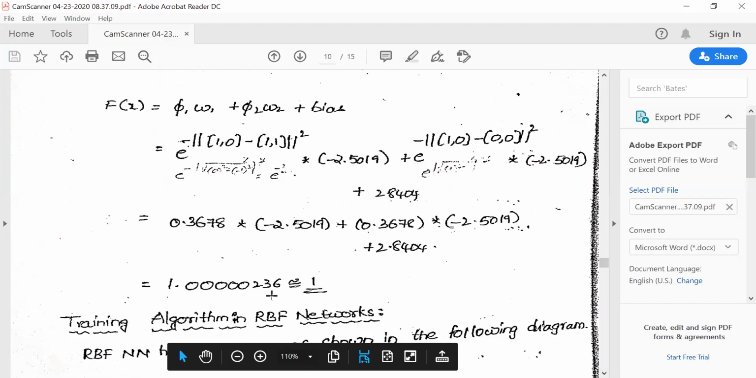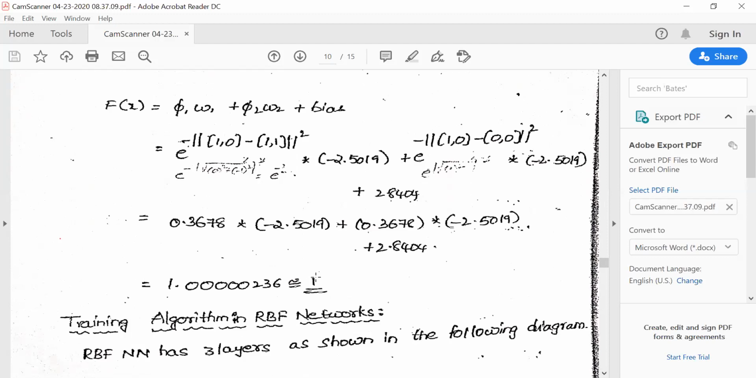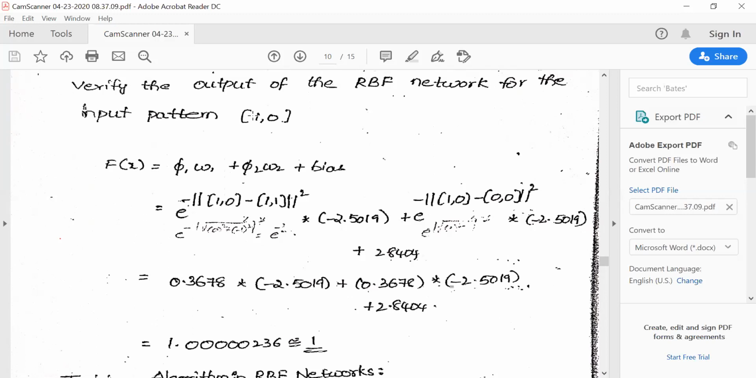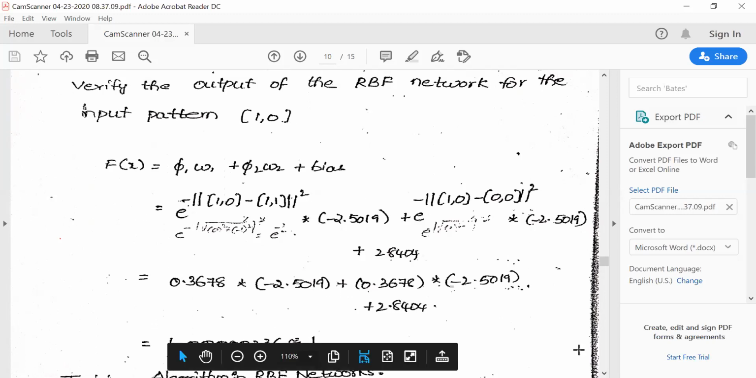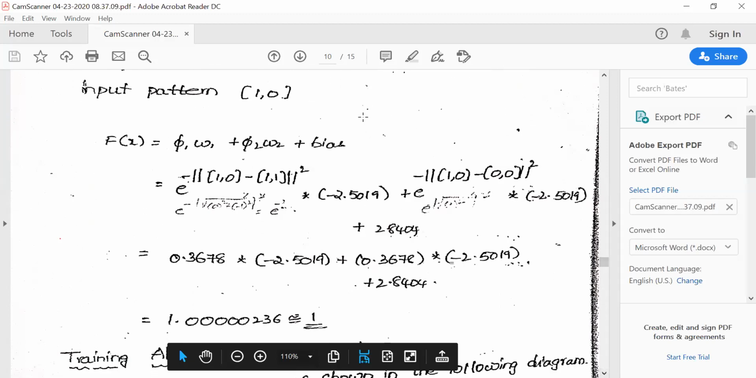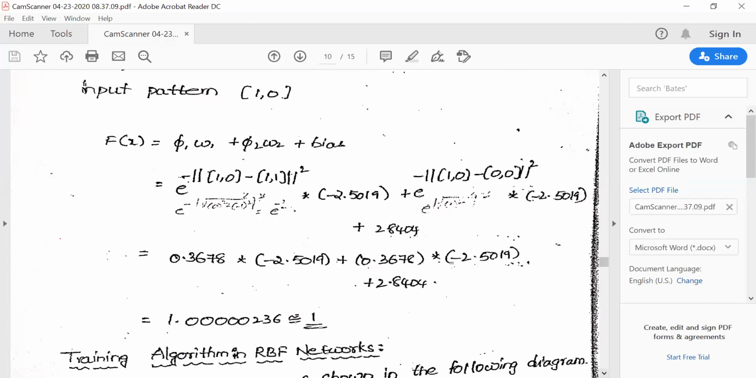So this is the value we got. Anything which is greater than 0 is treated as 1, and anything which is less than or equal to 0 is treated as 0. Therefore, the output produced by our RBF neural network is 1, which says that the input pattern 1 comma 0 in the XOR problem produces the output 1. So it is predicting properly. Similarly, you can calculate the value predicted for 0 1 also. You can use the same process, right?